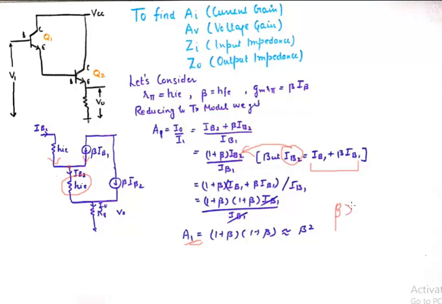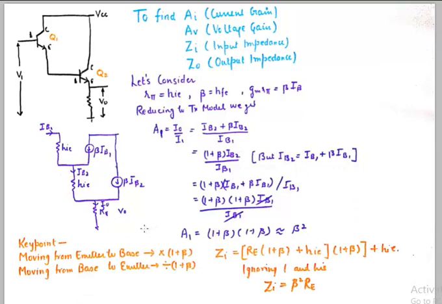If beta is very very large than 1, then I can ignore these ones, and again approximately my current gain comes out to be equivalent to beta square. So even if you solve this using this method, you'll get the same result. It's a super beta transistor with a humongous current gain.